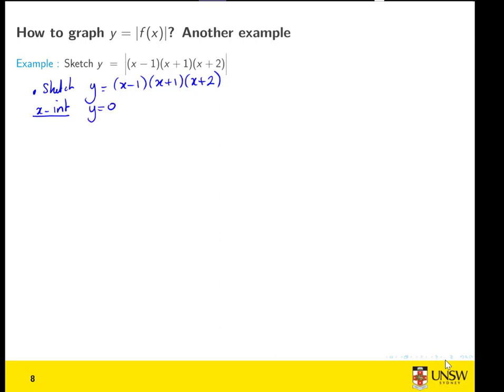We get the x-intercept when y is 0, so the product is 0, meaning either x minus 1 is 0, or x plus 1 is 0, which occurs when x is negative 1, or x plus 2 is 0, when x is negative 2. Let's see what this looks like. So x is 1, x is negative 1, or x is negative 2. At that point, we know that the cubic could look either like this, or it could look like that, and we need to decide between these two shapes.